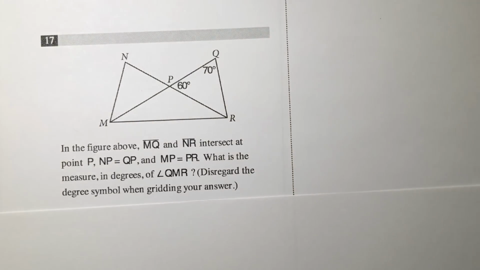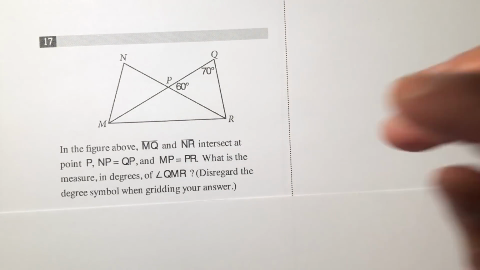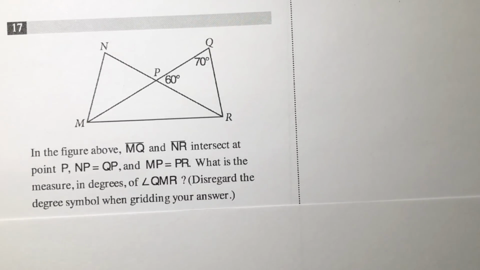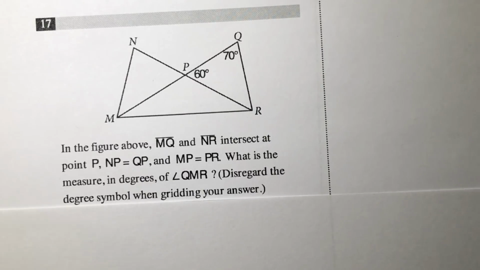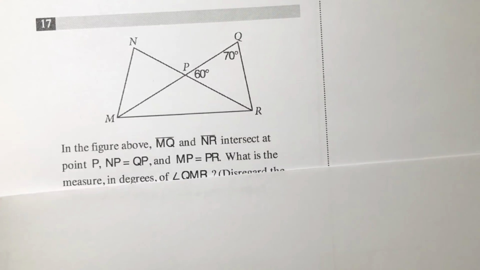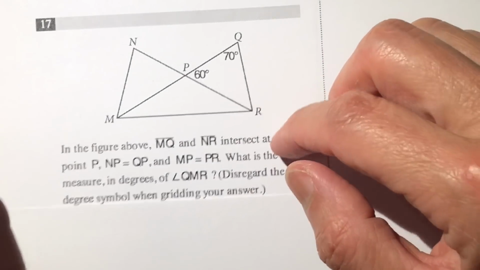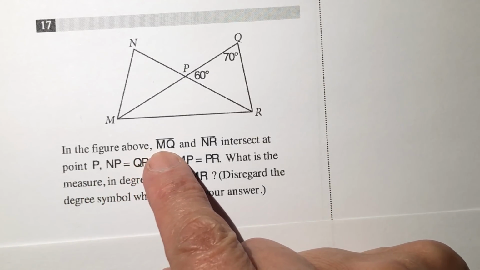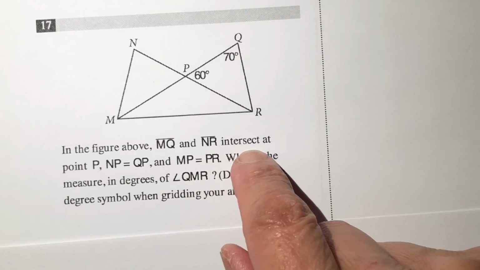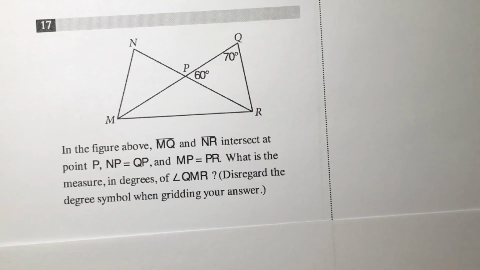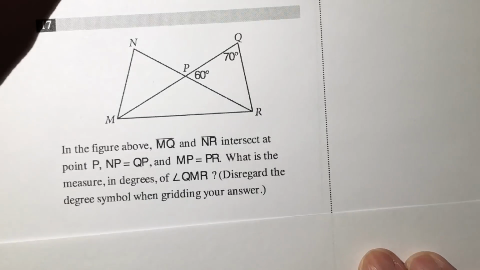Okay, hello dear friends. Question 17 is a geometry problem. So I will copy this one, I will not write on this paper. It's for my son to use. In the figure above, MQ and NR intersect at point P. So we will draw it out. You cannot see.